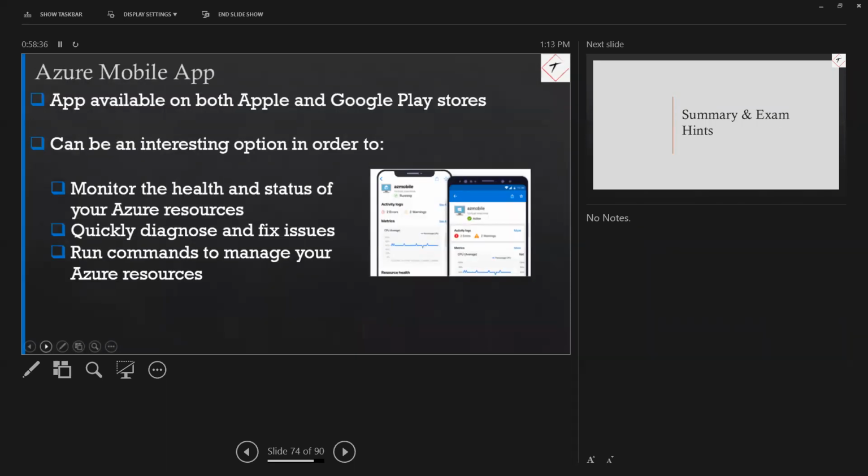Again, the Azure mobile app is available for both Apple and Android in the Play Store. Based on your needs, you can use it to monitor health and status. You can also run Azure Cloud Shell, run commands, and manage your resources. It can be quickly used to diagnose and fix issues no matter where you are.